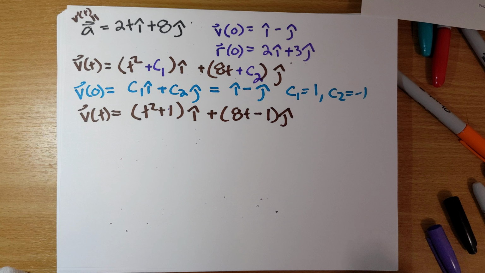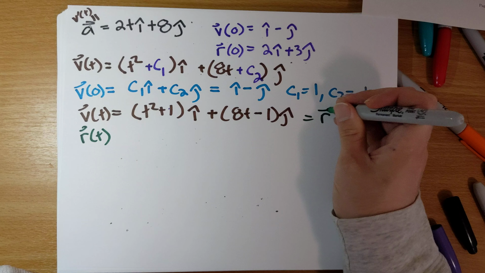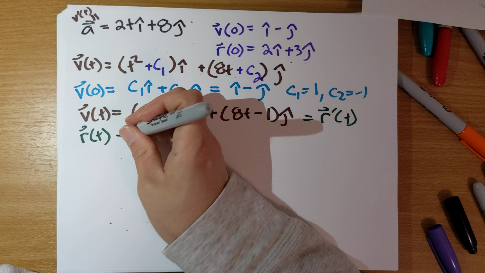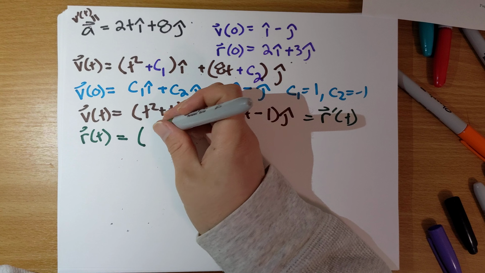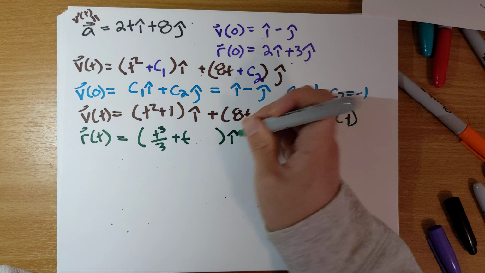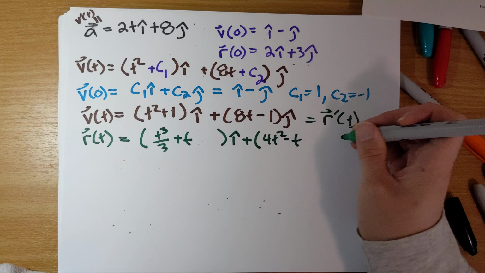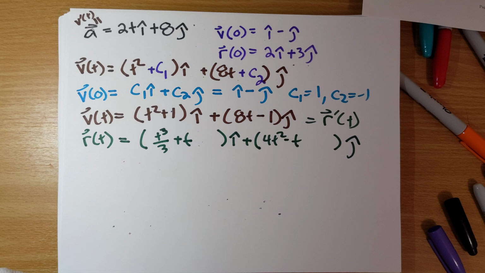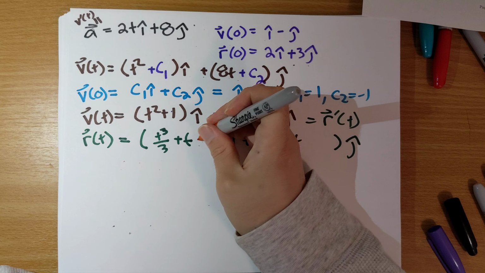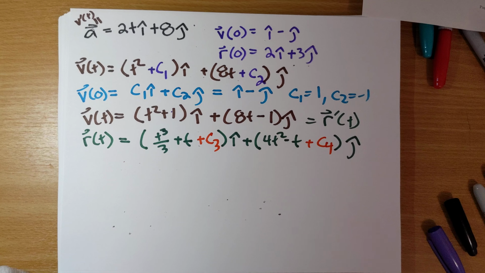We need to do a second integration to get back to position. Okay, so r of t, because of course this is r prime of t, so we integrate one more time. We'd end up with t cubed over 3 plus t times i hat plus 4t squared minus t j hat. Once again, we need more constants. Let me use c3 and c4 here.